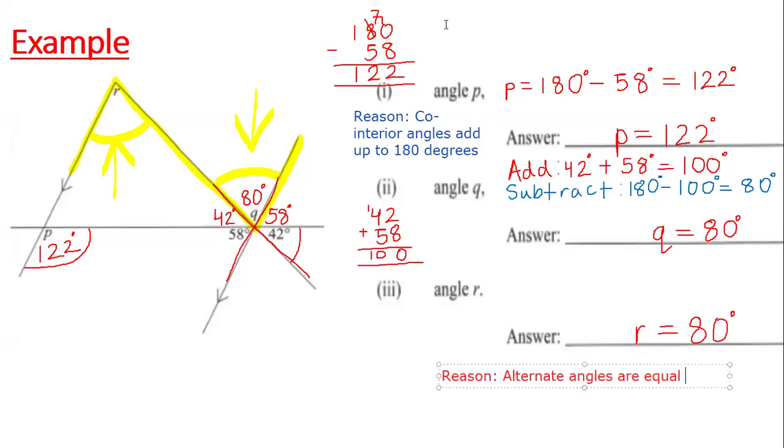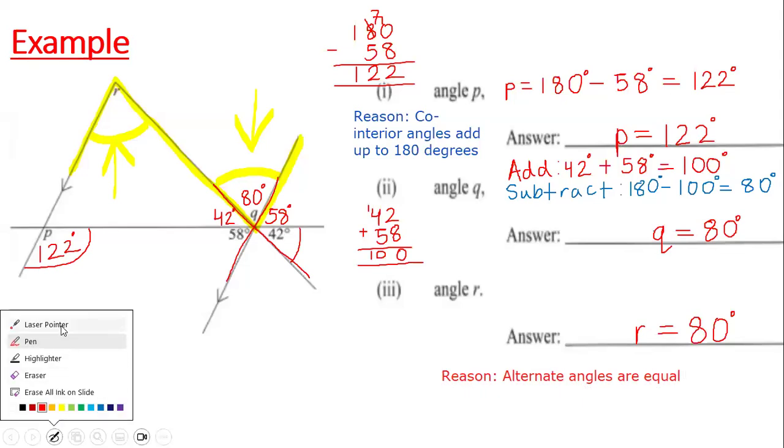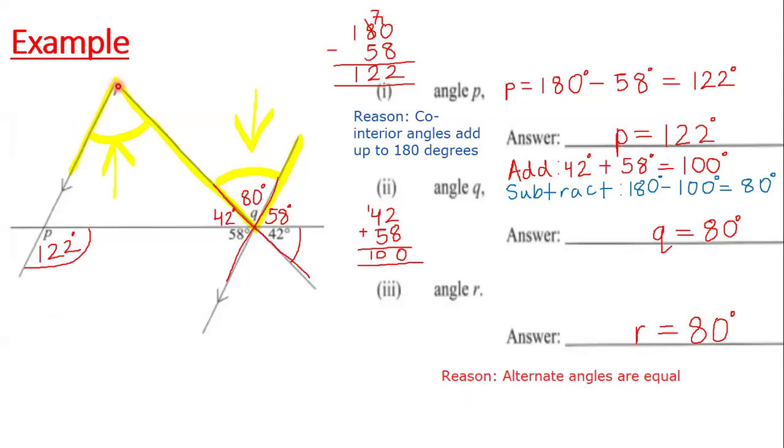Let me know if y'all understand that. Yes, sir. All right, good, perfect. Let me show you the Z again. This is the Z shape right here. If we go here, then down, and then here. If this is 80, then R must also be 80 degrees. So keep your eye open for those Z's, those C's, and your life will be much easier.